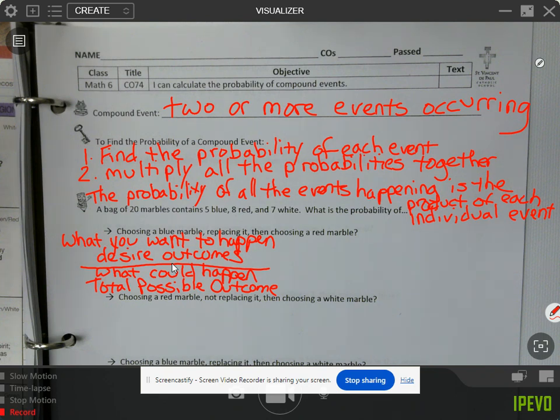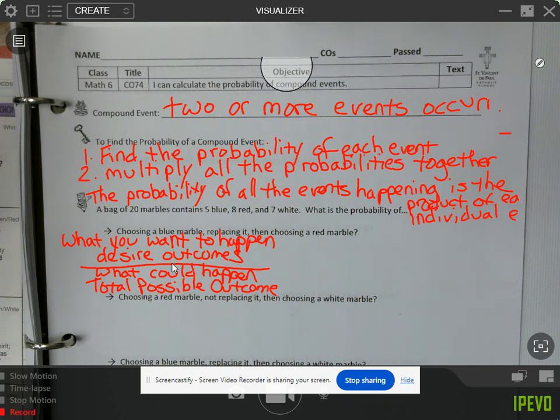So you need to remember this. This is important for this objective. It's important for probability that we always remember what that probability formula is. What you want to happen or your desired outcomes over what could possibly happen, which is the total possible outcomes.